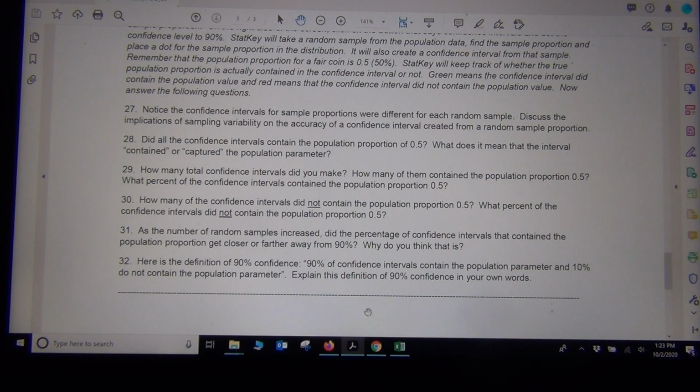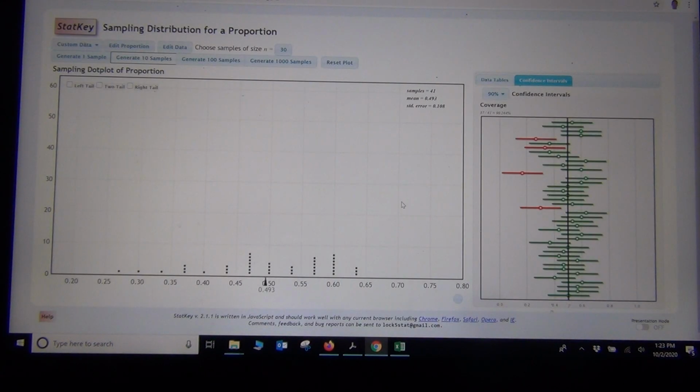How many did not? Well, everybody would have a different answer to that. Mine, I had 41 total. 37 of them were green, which was about 90.2%. And let's see, that would be 4 of them were red. Right? You can actually count them. And that would be pretty close to 10%.